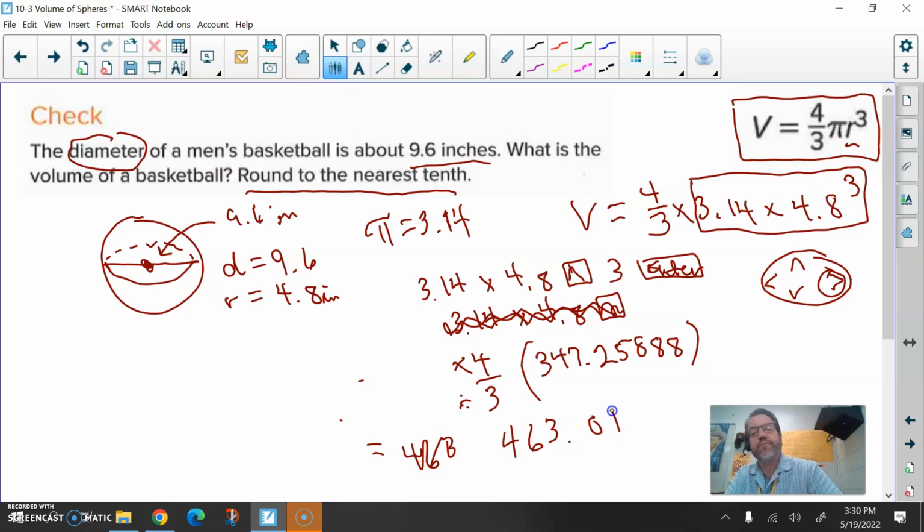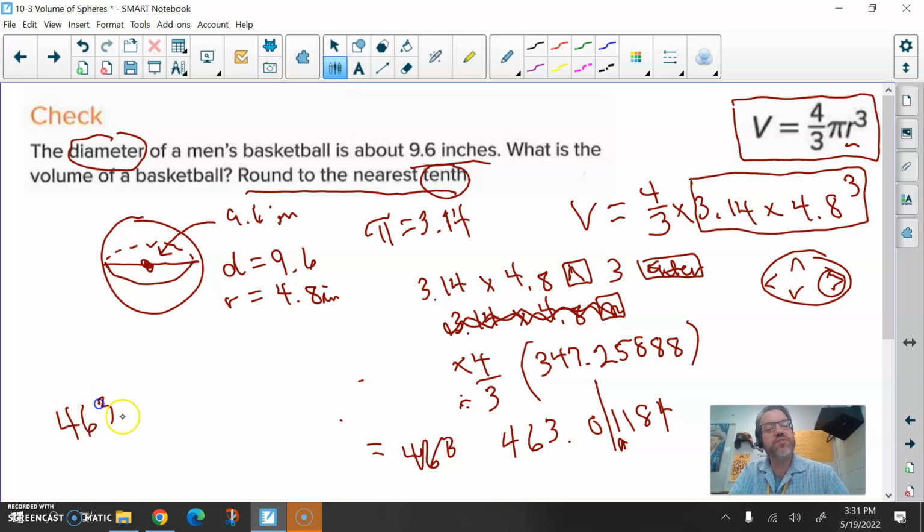0.01184. Again, you can pause this video at any time just to check to see how I got that answer. Now it does say to round to the nearest tenth, which is one place past the decimal point. So I have 463.0. The next digit is a 1, which means we do not round that up. We leave it at 0.